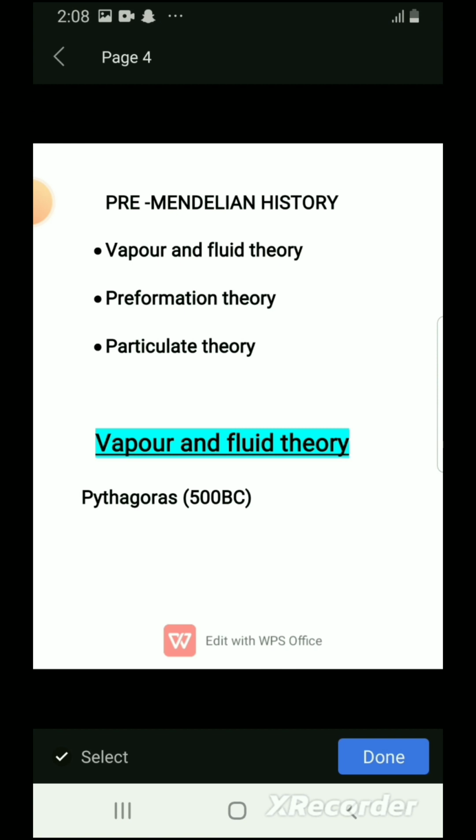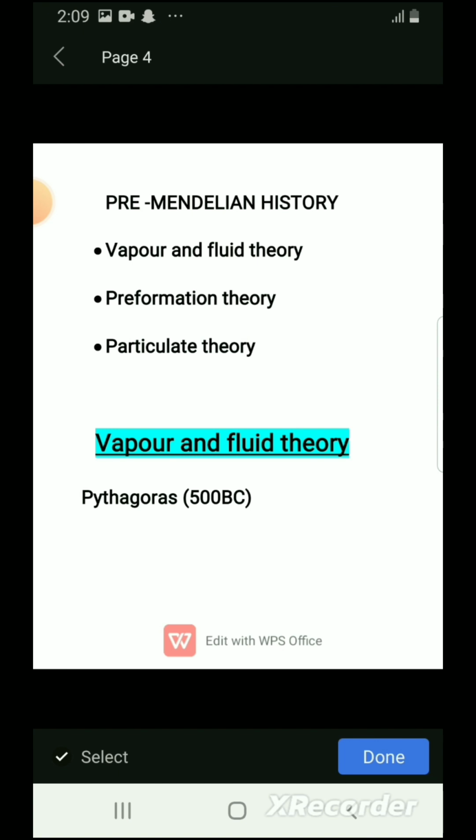So these are actually the theories that were proposed by those men that tried giving out experience on what they learned on genetics. I've classified those histories into three basic parts, which are the vapor and fluid theory, the preformation theory, and the particulate theory. So we're going to be treating them accordingly.